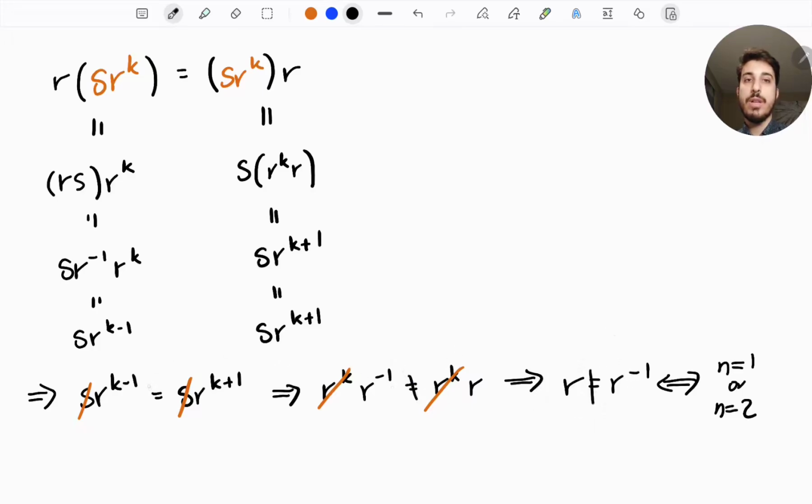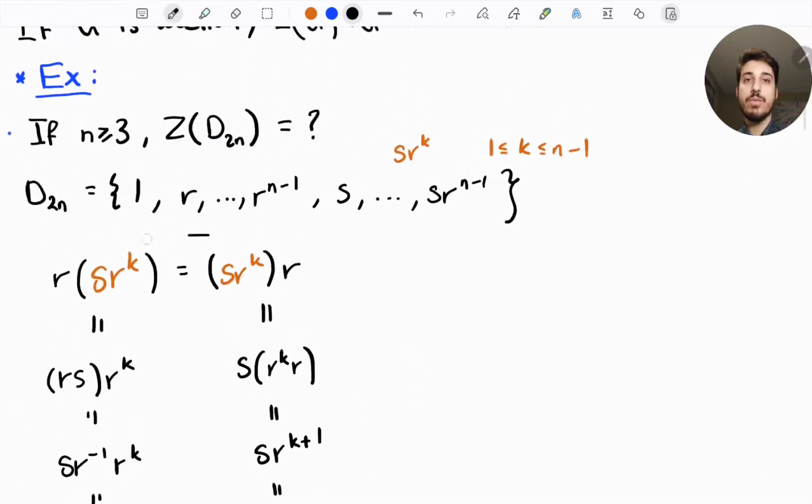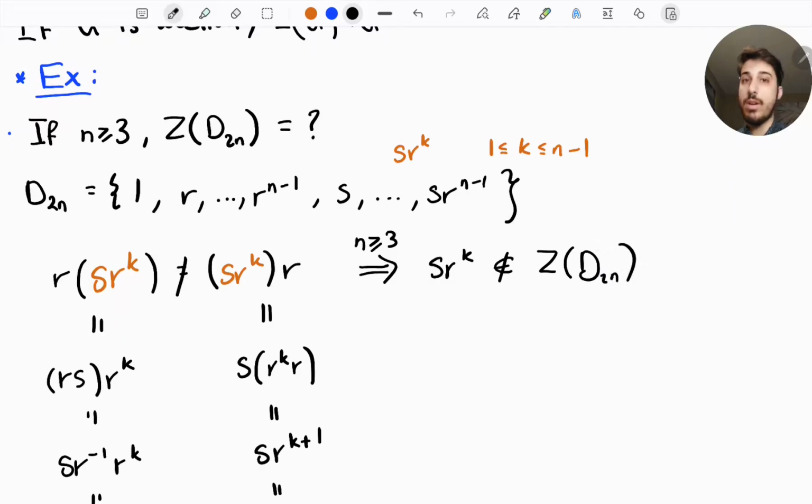Therefore, this is not true, and we can trace all the steps back to the first one here, and say that r times this is not equal to sr^k times r. Therefore, for n bigger than or equal to 3, sr^k is not a member of the center, since it does not commute with r.